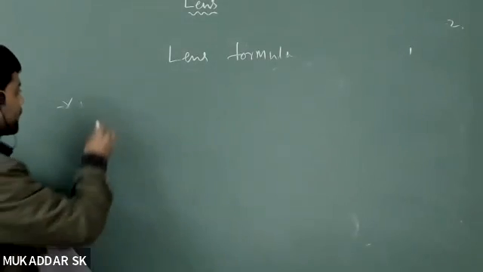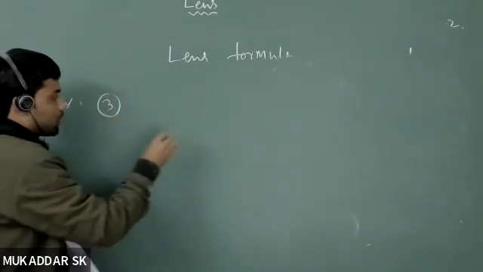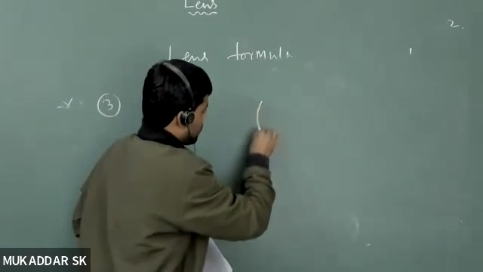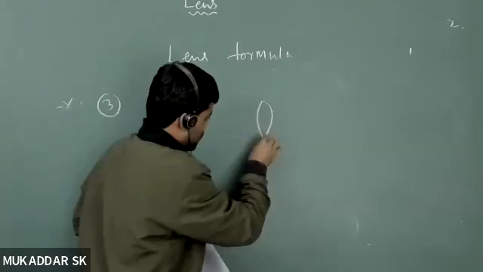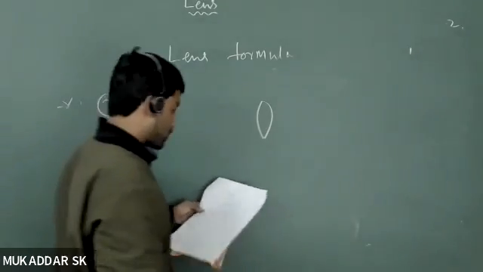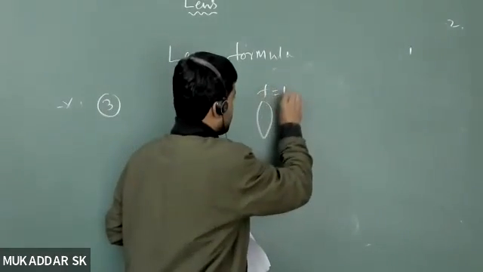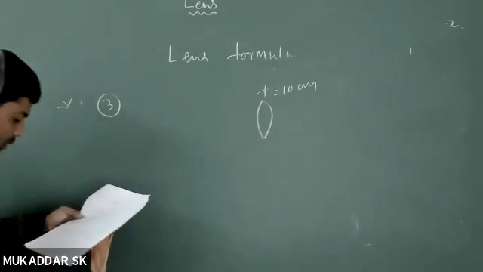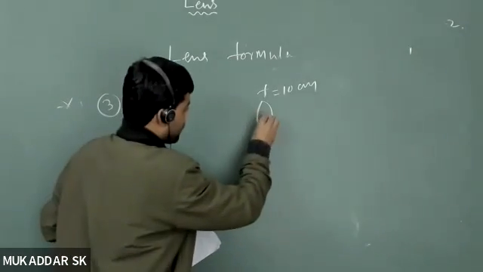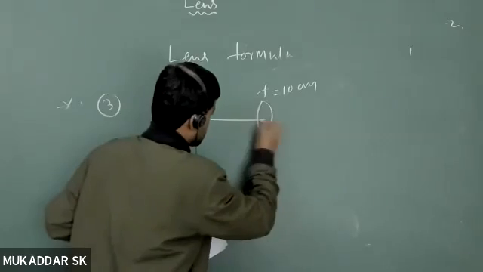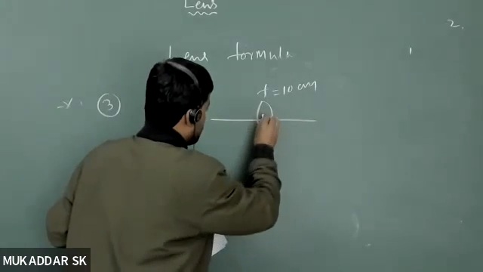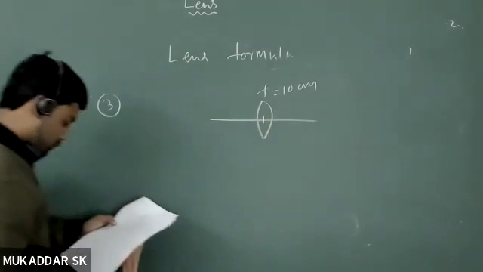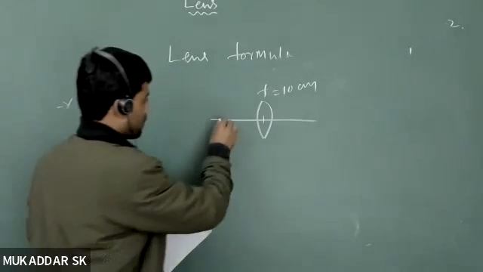3, right? Suppose you have a convex lens. This is your convex lens. This focal length is given, f equals 10 centimeter. And a point object is kept. Suppose this is the principal axis. This object is kept at a distance of 15 centimeter.